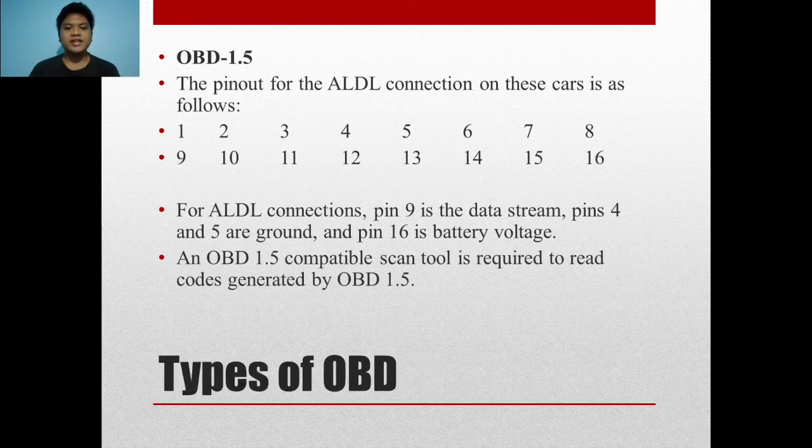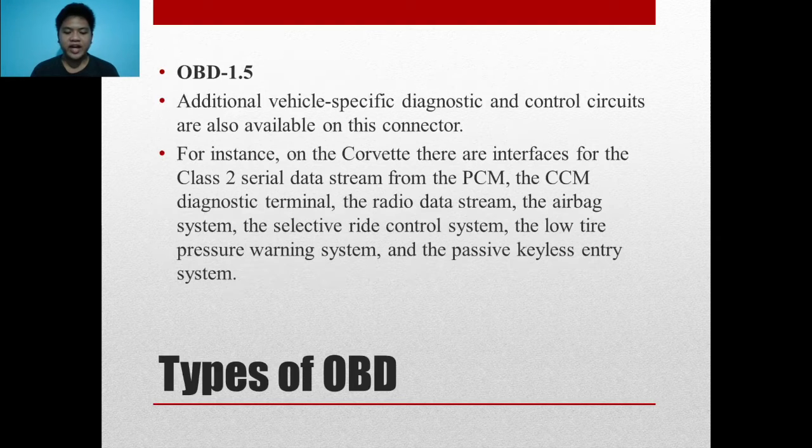For ALDL connections, pin 9 is the data stream, pin 4 and 5 are ground, and pin 16 is battery voltage. An OBD 1.5 compatible scan tool is required to read codes generated by OBD 1.5. Additional vehicle-specific diagnostic and control circuits are also available on this connector.